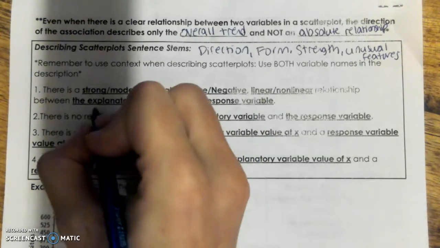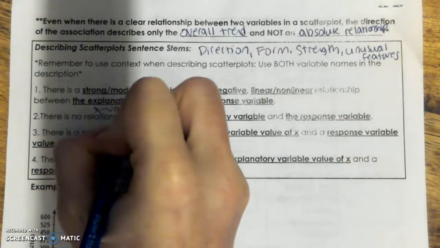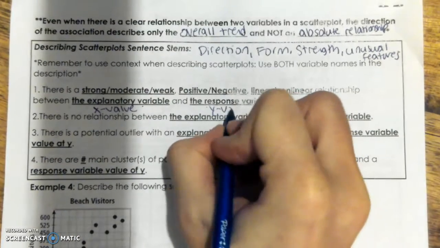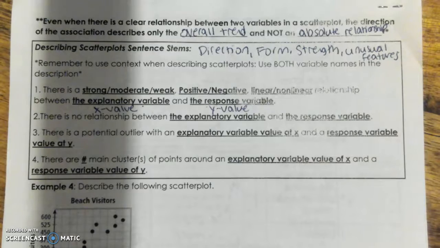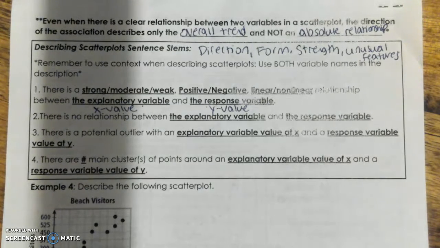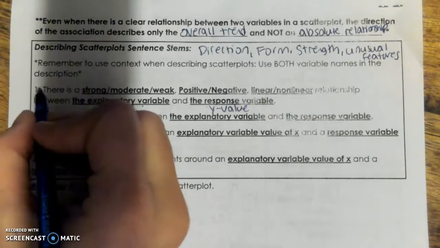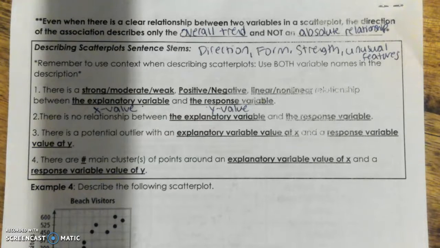Remember, on the scatter plot, the explanatory variable will always be the x value, and the response value will always be the y value. All right, you could also say there is no relationship between the explanatory and the response variable, right? And you would see that with a scatter plot with random dots, when there's no relationship. So you would either do number one or number two.